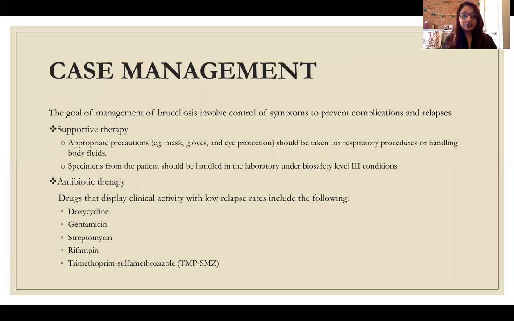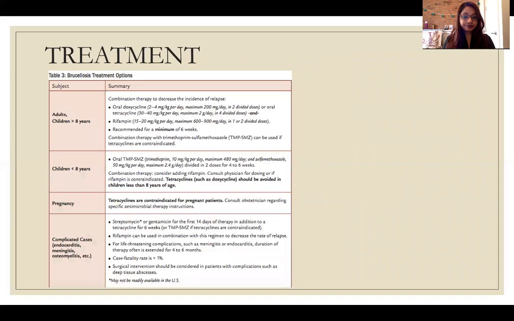In terms of treating the patient, antibiotic therapy is usually ideal. Drugs that display clinical activity with low relapse rates include doxycycline, gentamicin, streptomycin, rifampin, and trimethoprim-sulfamethoxazole. This is a table showing some of the treatment options for brucellosis. In adults and children over 8 years, you want to use combination therapy to decrease the incidence of relapse of brucellosis, which can possibly happen. Using oral doxycycline and rifampin for a minimum of 6 weeks is ideal.